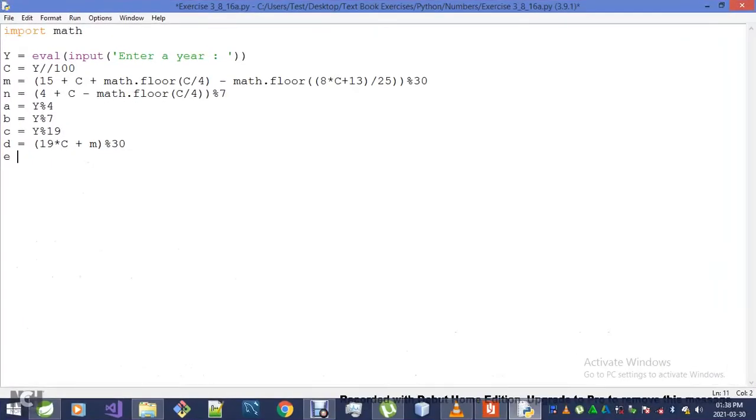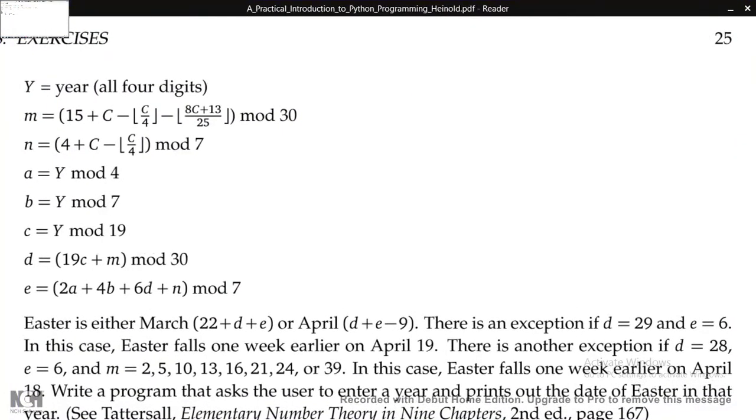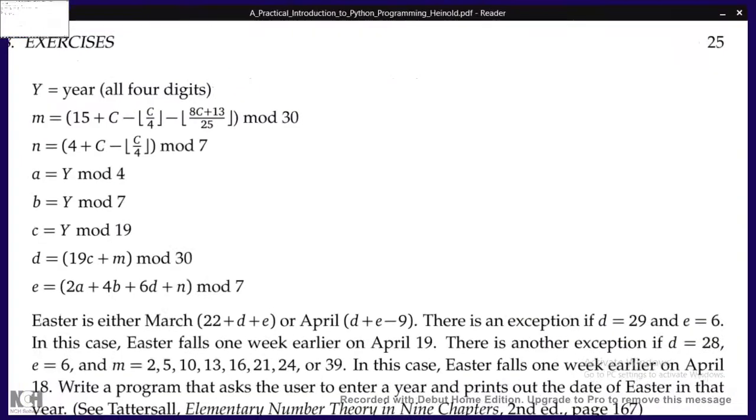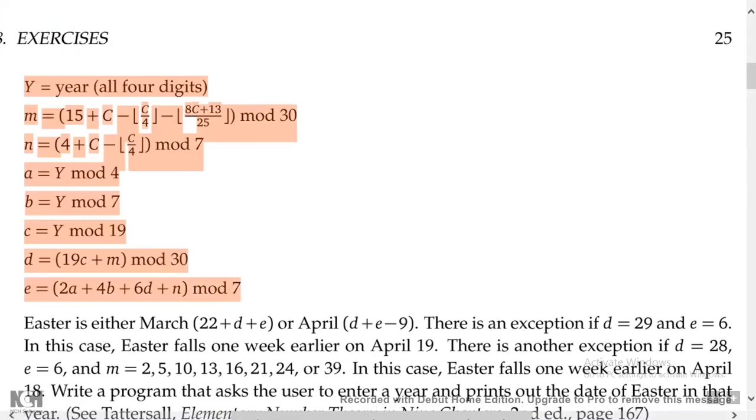Okay, now E is given by 2 multiplied by A plus 4 multiplied by B plus 6 multiplied by what? D. Am I right? Let me check it out. 6 times D plus N, mod 7. Okay, so far so good. This right here is the exact thing we have right over here.